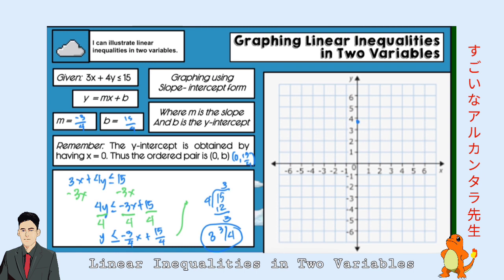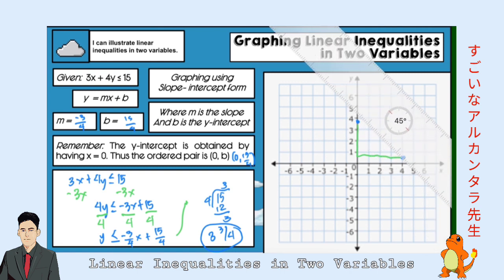So it's somewhere here. Since your rise is negative 3, you go down by 3 units. 1, 2, 3. Then it should be somewhere there. Then your run is positive 4. So 1, 2, 3, 4. So your next point should be somewhere here. And then the next thing that we're going to do is to draw a line.